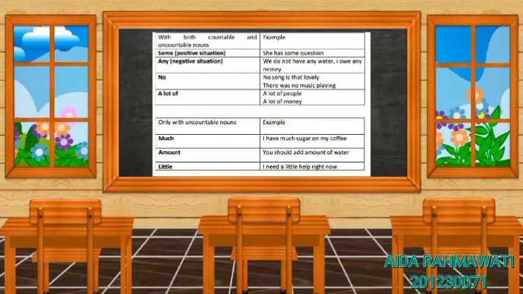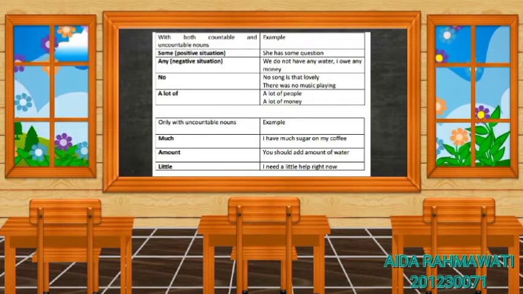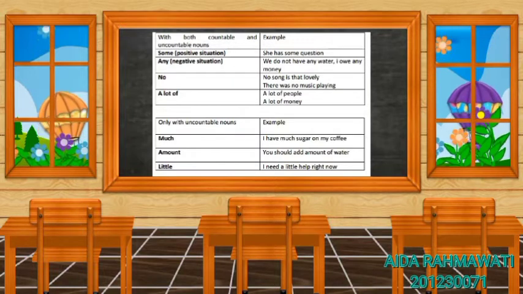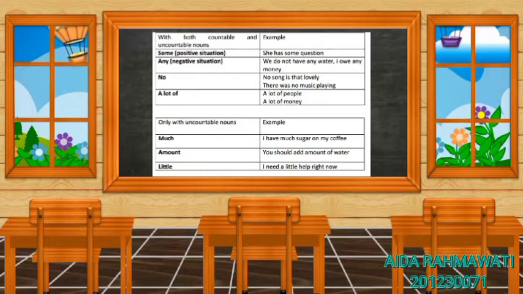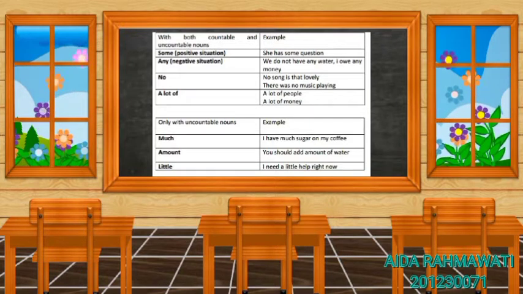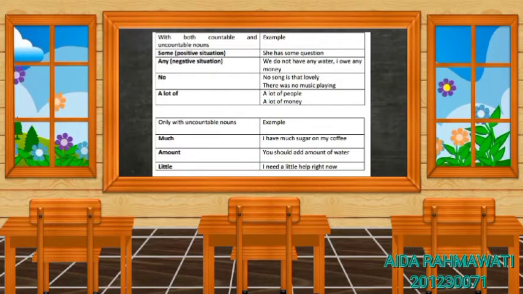Next, determiners with both countable and uncountable nouns. First, some, for a positive situation. For example, she has some questions. Second, any, for a negative situation. For example, we do not have any water, and I do not own any money. The third, no. For example, no song is that lovely, and there was no music playing. And the last, a lot of. Example, a lot of people and a lot of money.